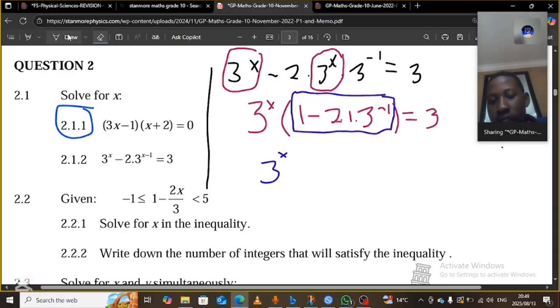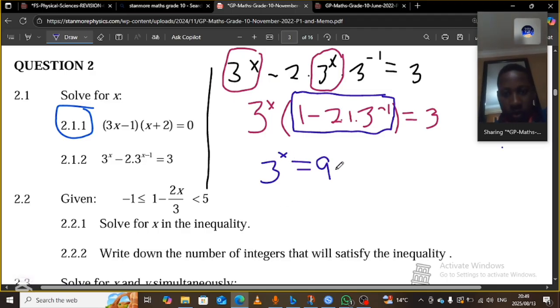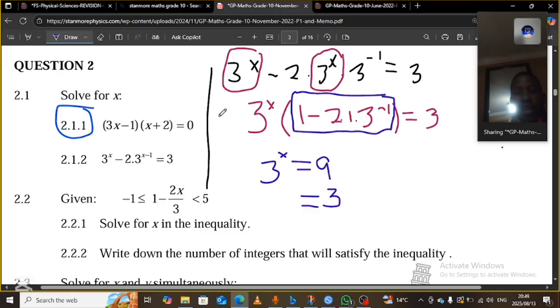The other side is going to be 9. So this is equal to 9. Now we're solving for x. We're going to change the 9 into an exponent. How would you change 9 into an exponent? 3 squared.